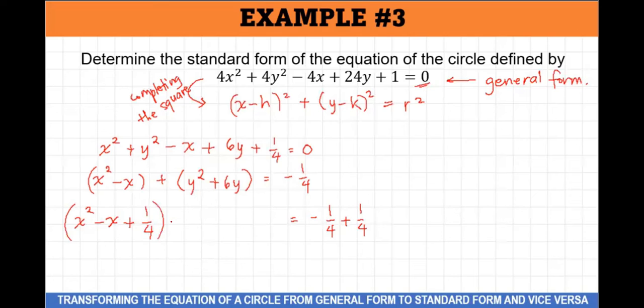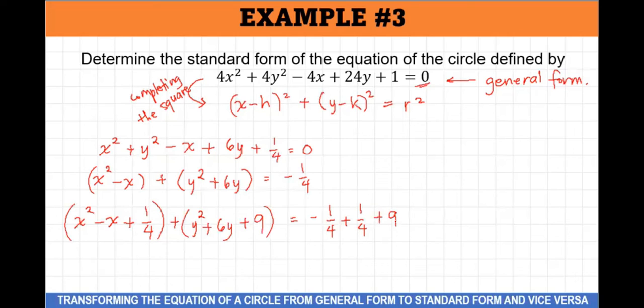Lagay tayo ng quantity para mas madali natin matandaan. Now, for the y terms, you have here y squared plus 6y plus, completing the square, this would be 9. And since nag-add tayo ng 9 dito, we also have to add 9 on the other side.